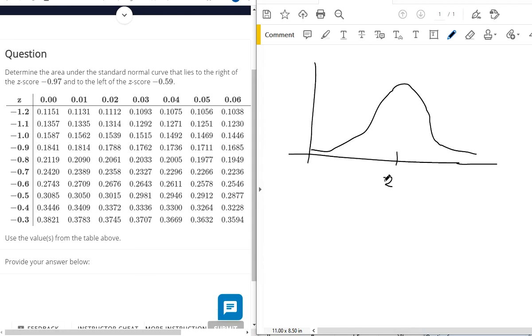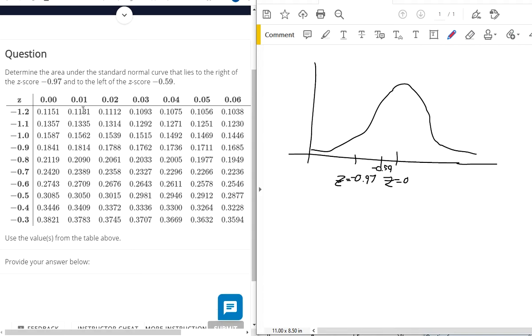So in z-score land, when you convert things to a z-score, 0 is where the mean is at the center. So a z-score of negative 0.97 is a little bit to the left. And then a z-score of negative 0.59, somewhere between the negative 0.97 and the 0, right? So let's see what they're asking for.